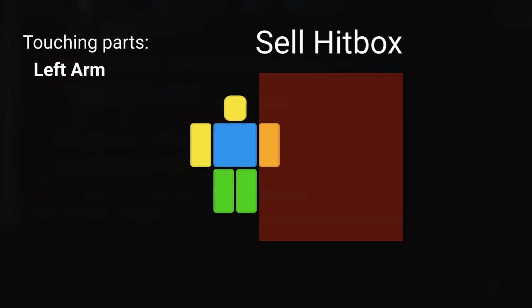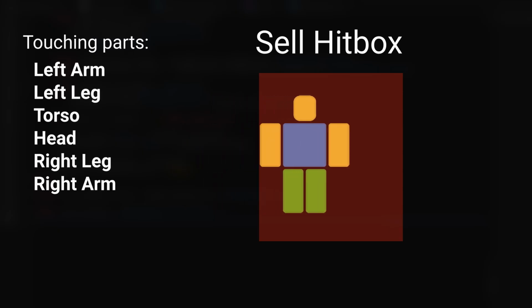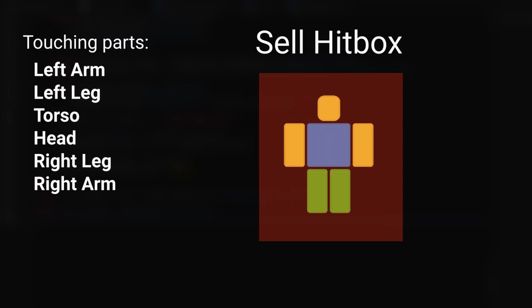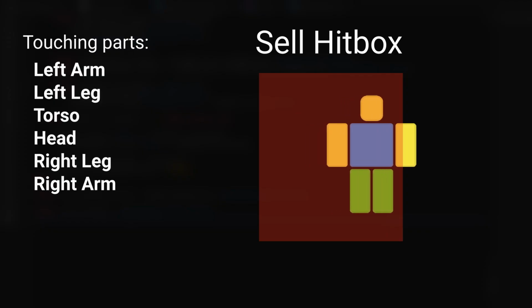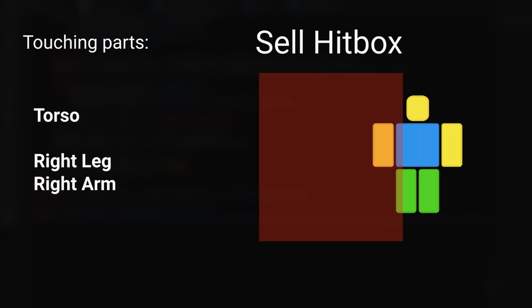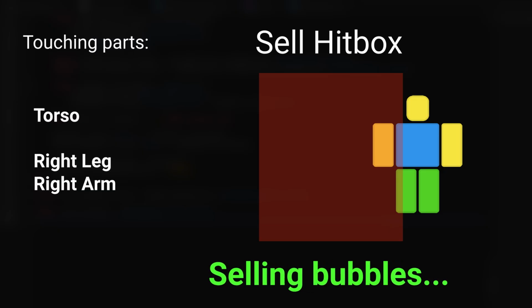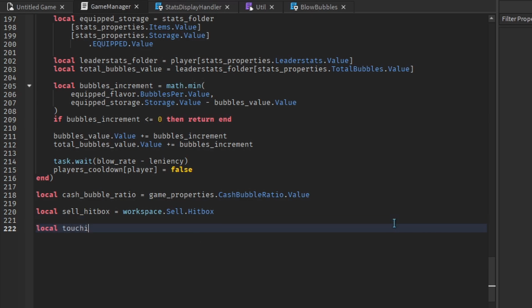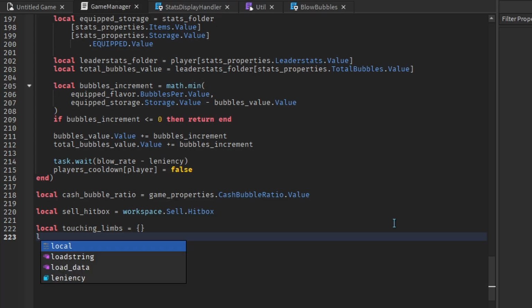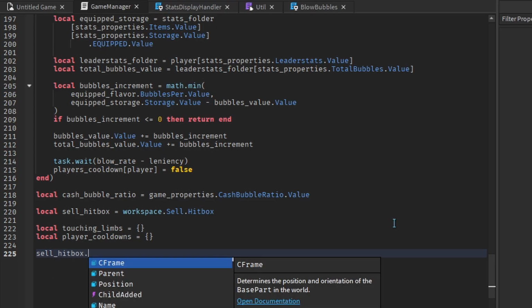Each time we detect a body part of a player's character has entered, we'll add it to a list. Then each time we detect a body part has left, we'll remove it from the list. As long as the player has at least one body part inside the cell hitbox, we can periodically convert their bubbles to cache. Let's make a table for the body parts inside the hitbox. Then make a table to store the player's cooldown states. First, let's listen to the touched event.